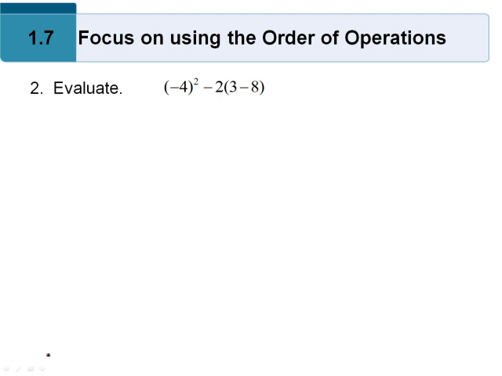All right, number 2, we have negative 4 squared minus 2 times, in parentheses, 3 minus 8. So we've got all kinds of stuff here. We have an exponent, subtraction. Actually, that 2 right beside those parentheses, that's multiplication. And we have subtraction within the parentheses. So basically, we're looking at the parentheses for two different operations.